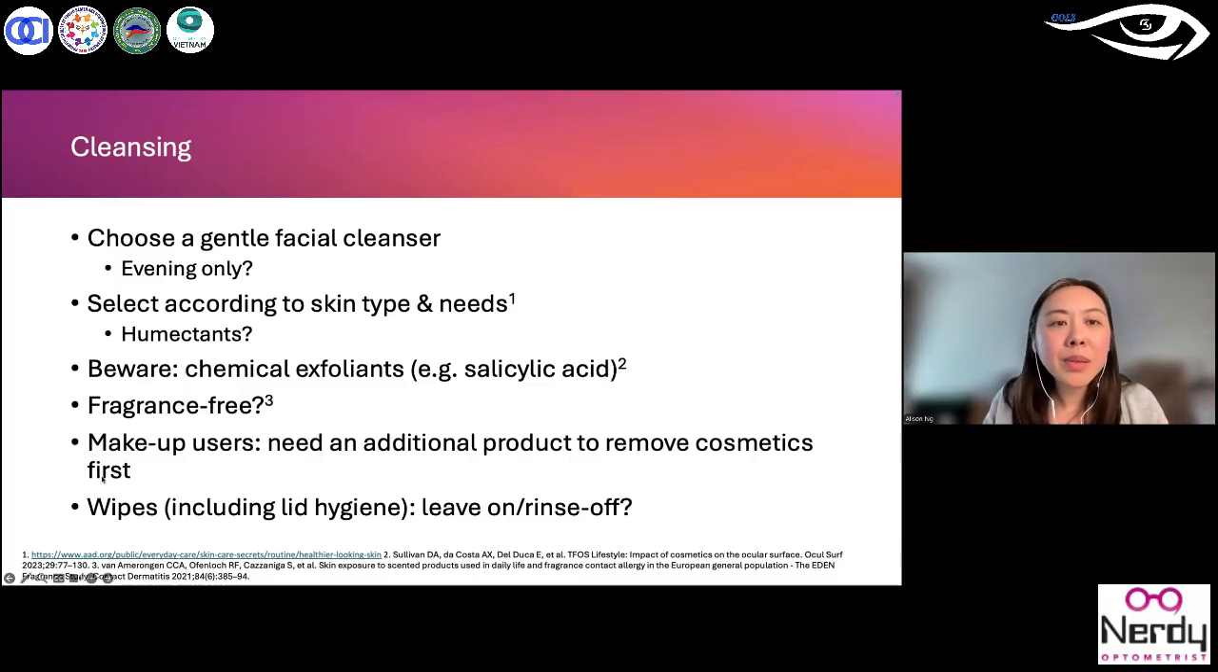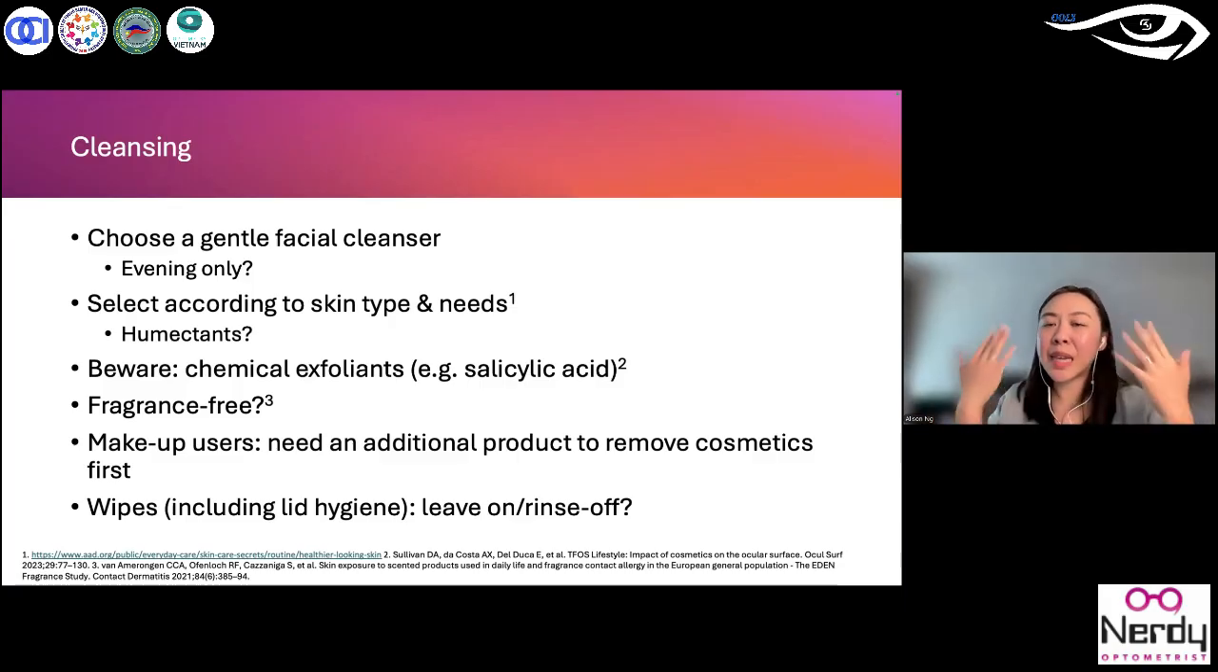In terms of our makeup users, I said earlier they might need an additional product to remove some of the eye cosmetics first. I can talk about makeup removing for a very, very long time. It's something that is quite close to my heart, but I'm not going to talk about it here. What I'm saying is they might need an additional step to help take that off before they go in and rinse all of that stuff off with a cleanser.